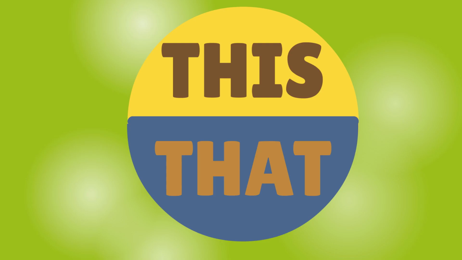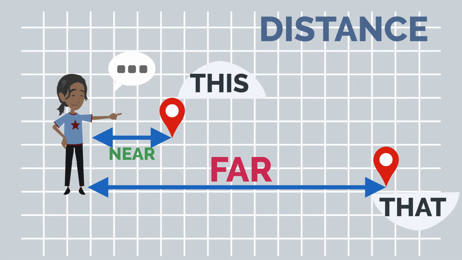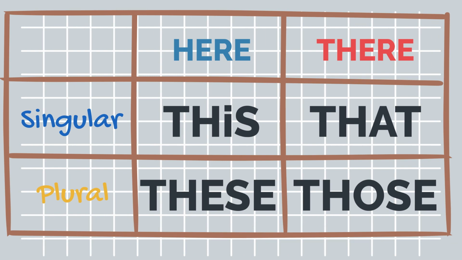This and that. This and that demonstrate where a thing is in relation to the speaker. If the thing is near the speaker, we use this. If the thing is far from the speaker, we use that. This and that are used with singular nouns. With plural nouns, we use these and those.